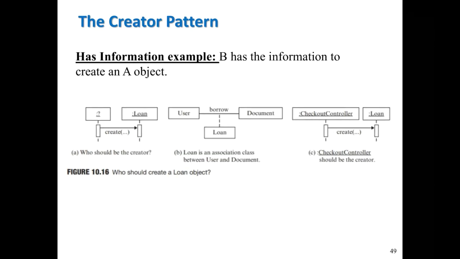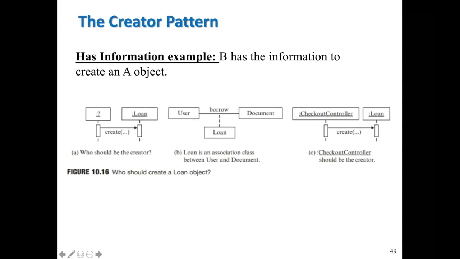Third example of creator pattern. Here, once again, we have three pictures. Left A, middle B, right side C. We have a class of loan, and who will create its object? Who will instantiate the object of class loan? This is the question. What should be this class? Answer is which class has the information about loan?